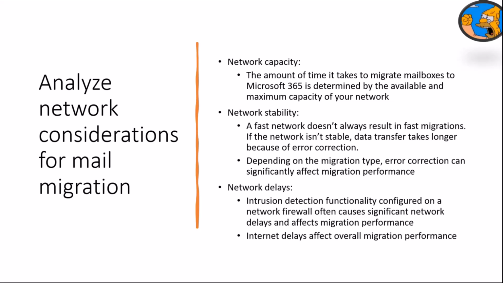Another thing would be network stability. Having a fast network does not always result in a fast migration. If we have breaks, and the network is not that stable, data transfers take longer because of connection errors. Asymmetrical links might be a factor here. Well, it's not directly related to stability, but then we might have such scenarios.